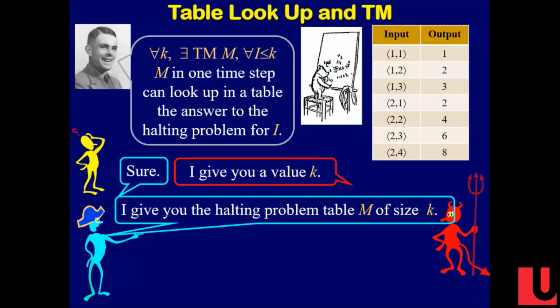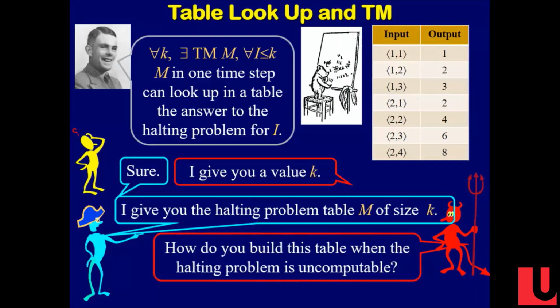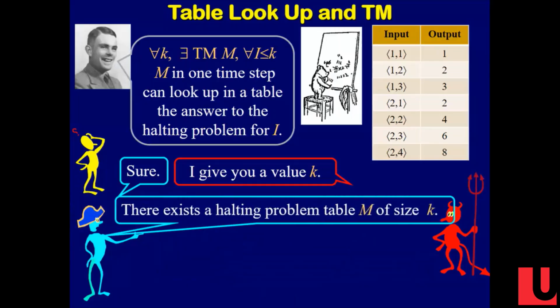Now, when I was making these slides, I got philosophical. So we're going to have a couple philosophical lines here. One philosophical line is, well, how did you build this table? Here my blue guy says, you give me an arbitrary K, I'm going to build this table. Well, dude, you can't build it. Why? Because the halting problem is undecidable. How did you compute the answers to put in this table? So the blue guy says, yeah, good point.